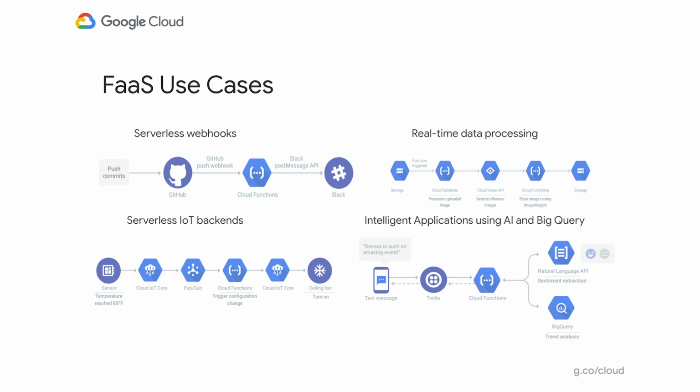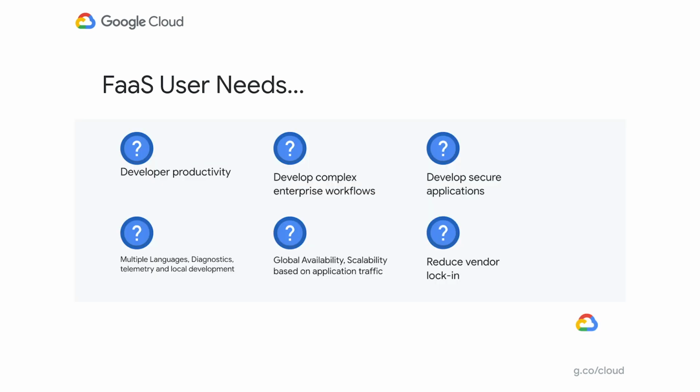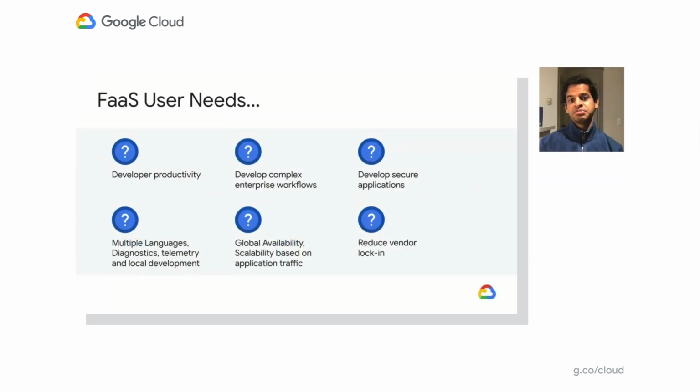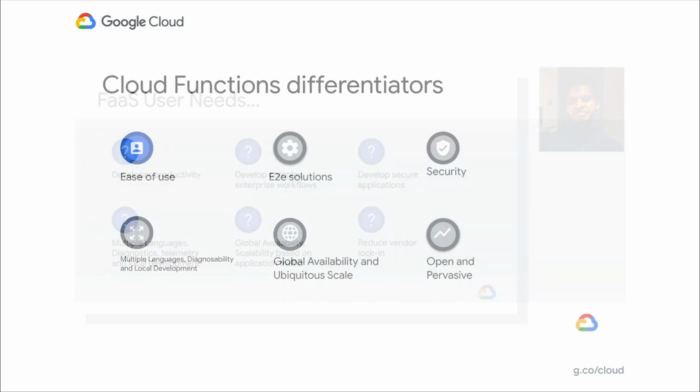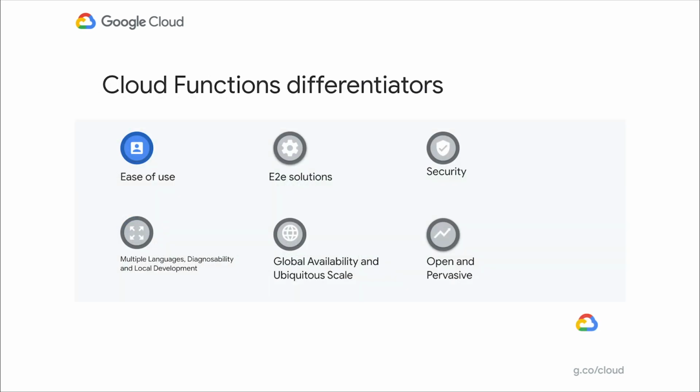with BigQuery. Along with these key FaaS use cases, when we talk to customers, they have several key FaaS user needs that come up. And these needs are things like developer productivity, building complex enterprise workflows with serverless and functions, building applications that are secure, and then having the ability to build applications with multiple languages, with diagnosability, debugging capabilities, telemetry, and local development. Further, users will care about global availability and scalability to ensure their application and functions scale for their application traffic. In addition, users really care about portability and can we reduce vendor lock-in when we build our serverless applications. And to meet these user needs, Cloud Functions offers the following key differentiators.